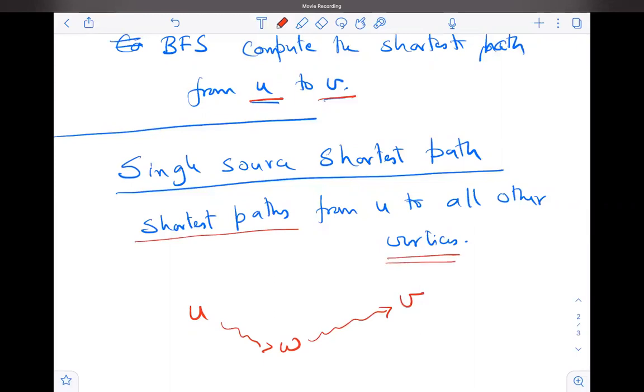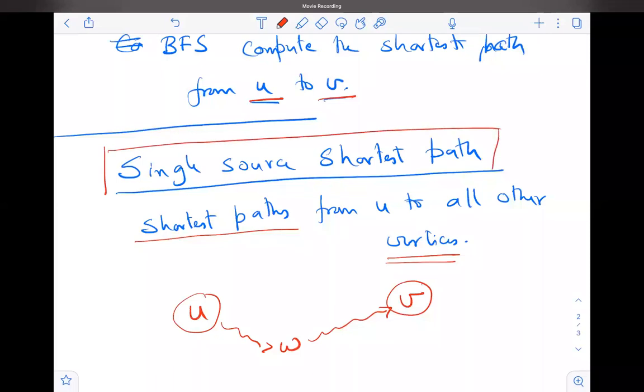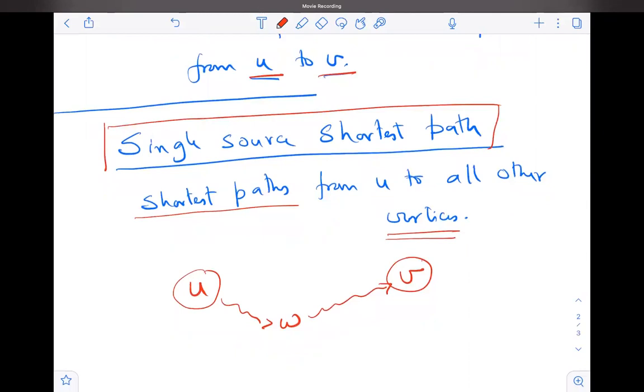And that is why, to find the shortest path between u and v, it might be useful to instead, in one go, find the shortest path from u to any other vertex. Now, if that is the goal, I've changed the problem. I made the problem harder. Your job is to find the shortest path between u and any other vertex. Now, how will you be able to do it? What would be your approach?